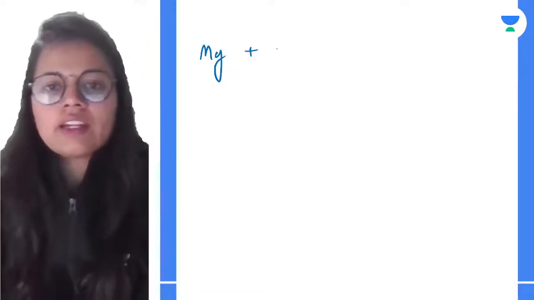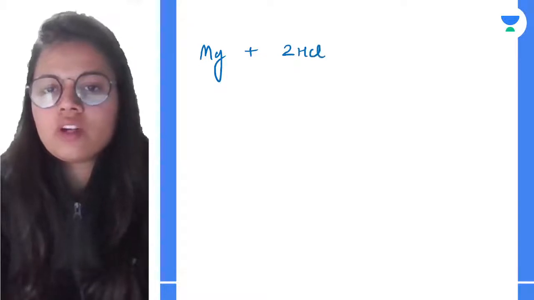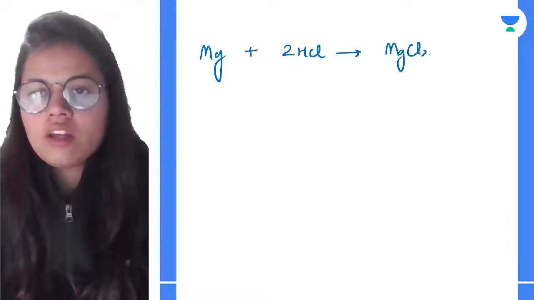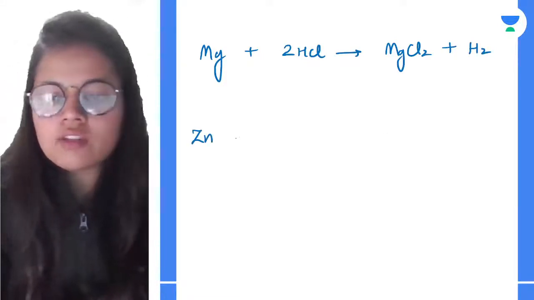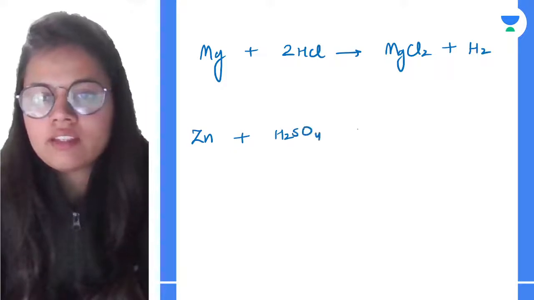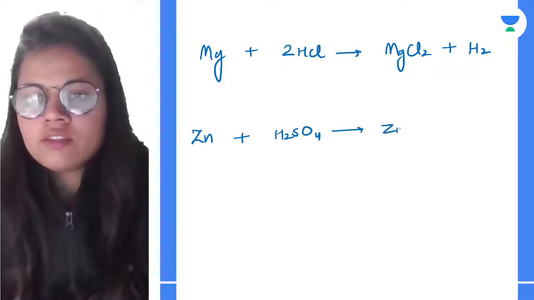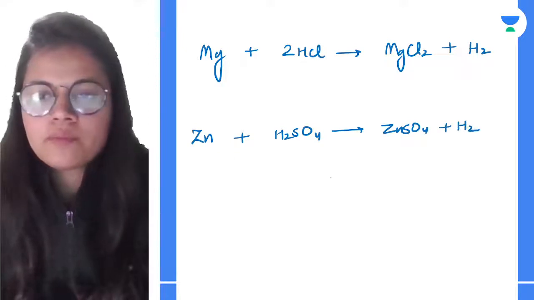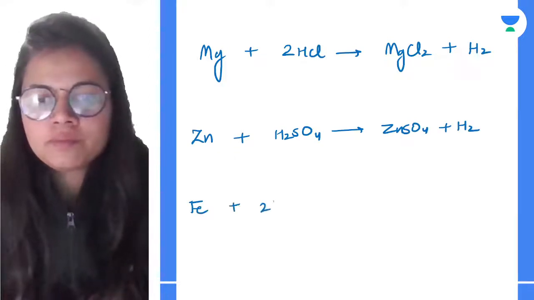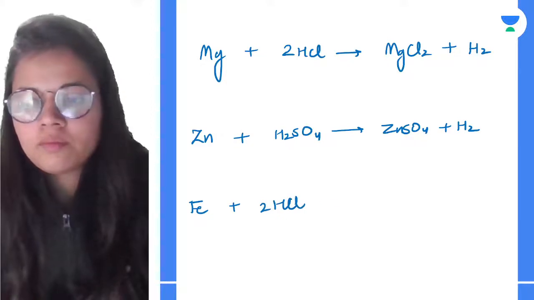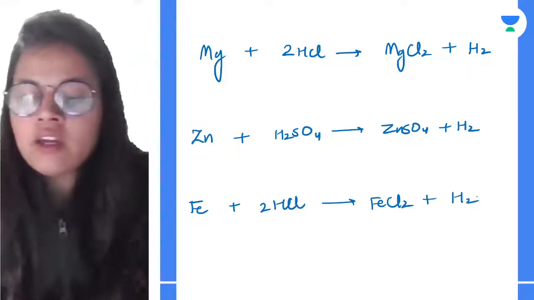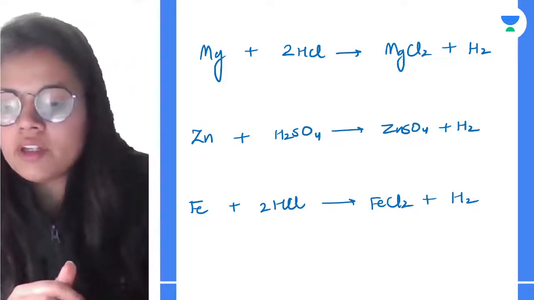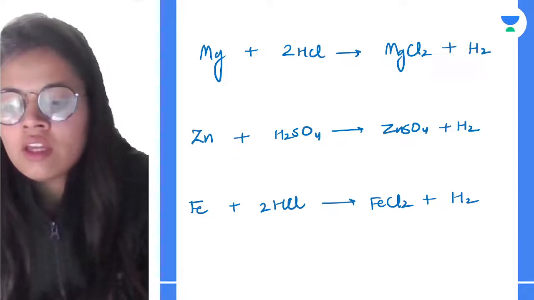For example, let's take the case of magnesium. When it reacts with HCl, it will form the salt magnesium chloride and hydrogen. Similarly, zinc, let's take the case here with H2SO4, that is sulfuric acid. It will form zinc sulfate plus hydrogen. With iron, it will be FeCl2 plus H2. So this is how they react and produce hydrogen.